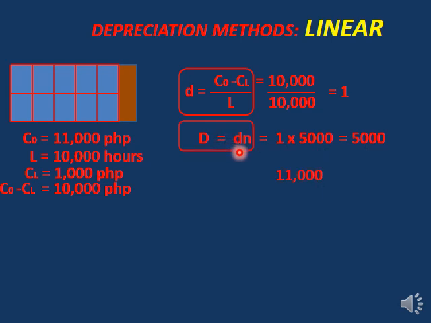And to determine the book value, the original cost of 11 less the total amount depreciated. We get 6,000 as the book value after printing for 5,000 cumulative hours. So this is the formula to determine the book value.